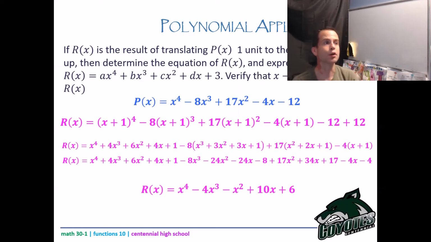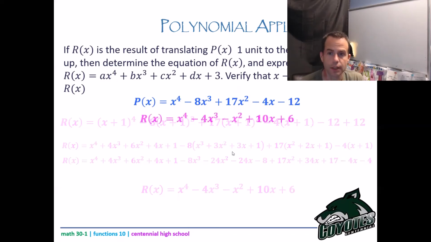Now, you will remember in the first unit, I talked about this would be an equation in terms of x. This would be a graphable equation. I could put this into my graphing calculator. I could put p of x in as y1, r of x in as y2, and what I would notice is y2 is y1, except everything's been moved 1 unit left and 12 units up.